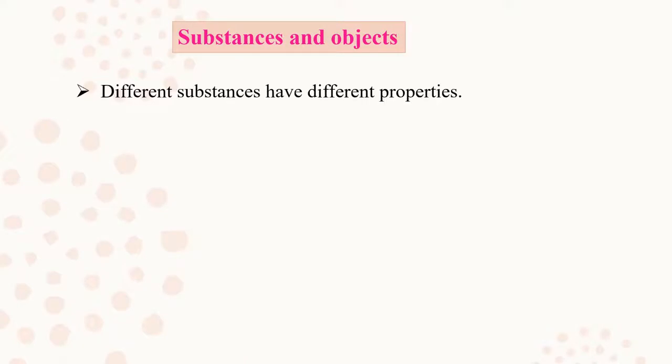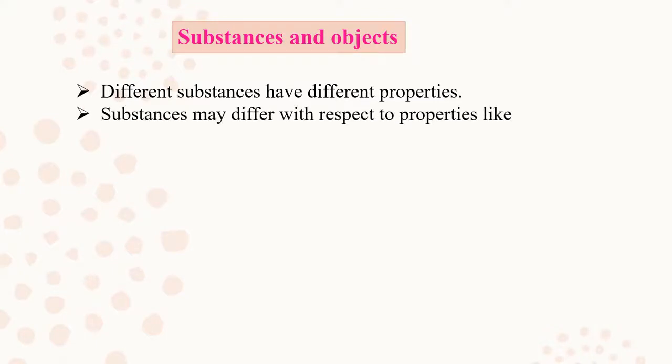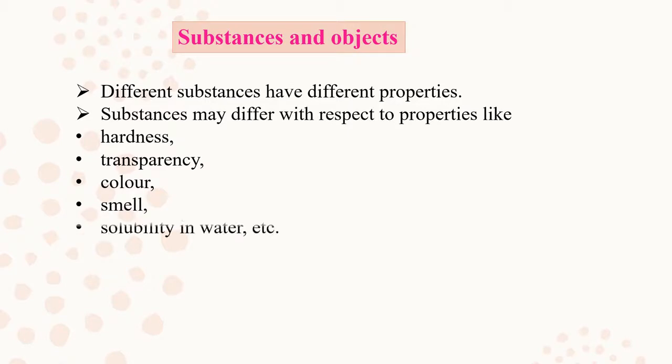So substances and objects. Different substances have different properties. Like ice has a different property. The laptop has a different function. ठीक है, हमारे फोन का एक अलग फंक्शन होता है. हमारे घर में जो भी चीज़ है, हर एक चीज़ की एक अलग प्रॉपर्टी होती है, उसका एक अलग फीचर होता है. Substances may differ with respect to properties like hardness, transparency, color, smell, solubility in water, etc.